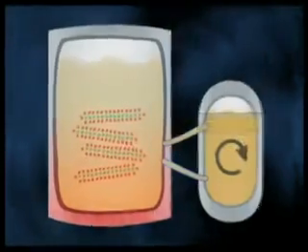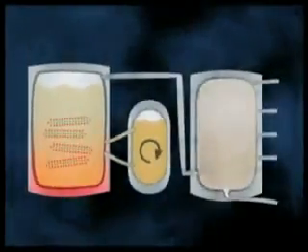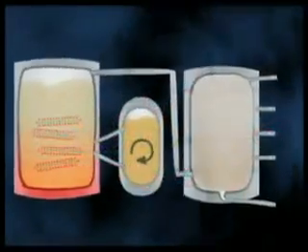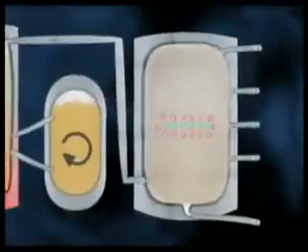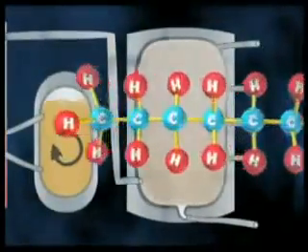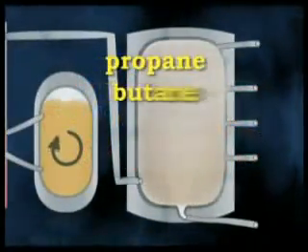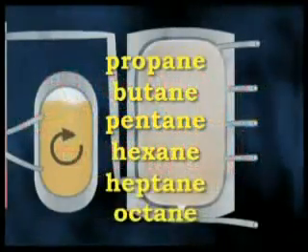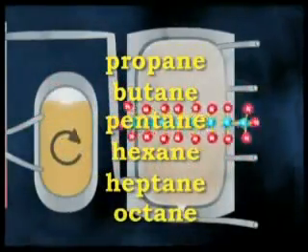Catalytic cracking is the major source of hydrocarbons with 5 to 10 carbon atoms in the chain. The molecules most formed are the smaller alkanes used in petrol, such as propane, butane, pentane, hexane, heptane and octane, the components of liquid petroleum gas.